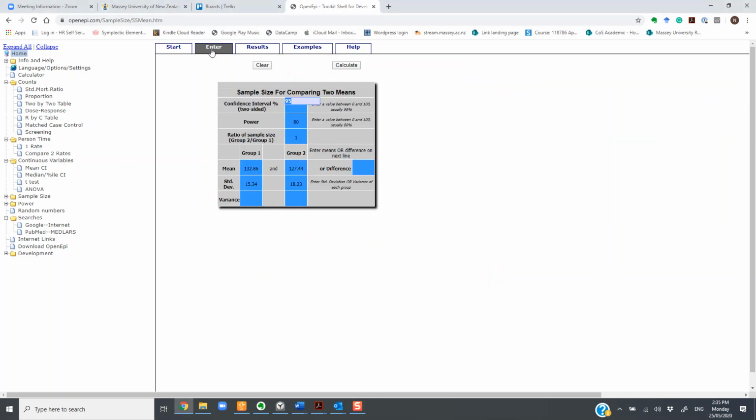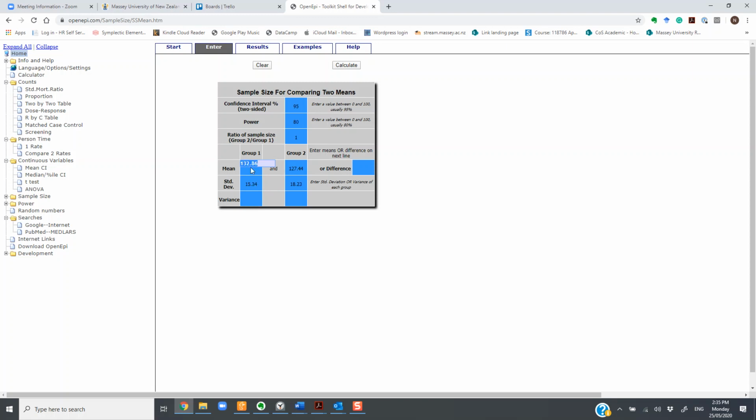You enter what confidence interval you want, and in this case 95, which was the same as in the other calculator. You'll leave the power at 80, and we're going to have a 1-for-1 ratio between the two groups. So in other words, 50% will be from one group and 50% from the other. Now, in terms of what you enter here, we do have the option to enter different standard deviations for each group, or you can just enter the same number for both options.